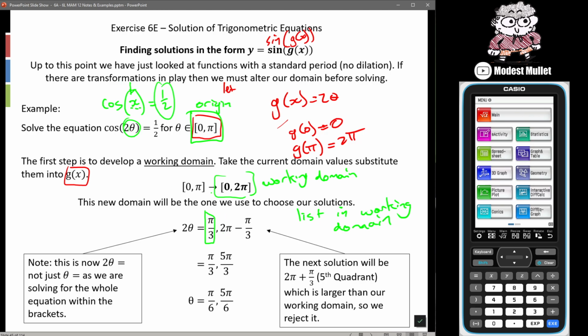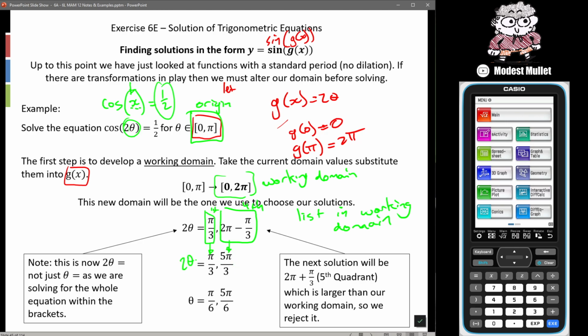For cos, it's positive in the first and the fourth, so we would find the fourth one, so that's our first quadrant. This one here is our fourth quadrant acceptable solution, and it's acceptable according to our working domain, is 2 pi minus pi on 3. We simplify them, well, pi on 3 stays pi on 3. 2 pi minus pi on 3 is 5 pi on 3.